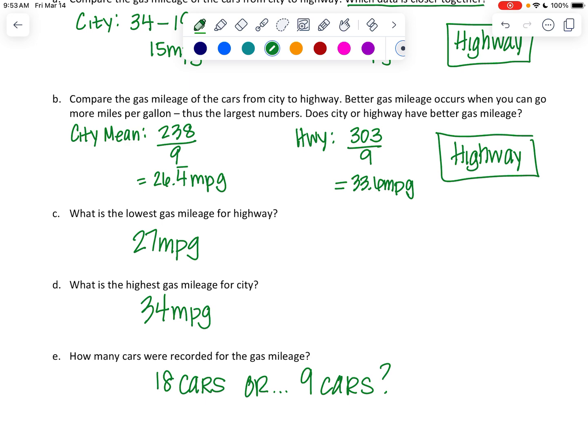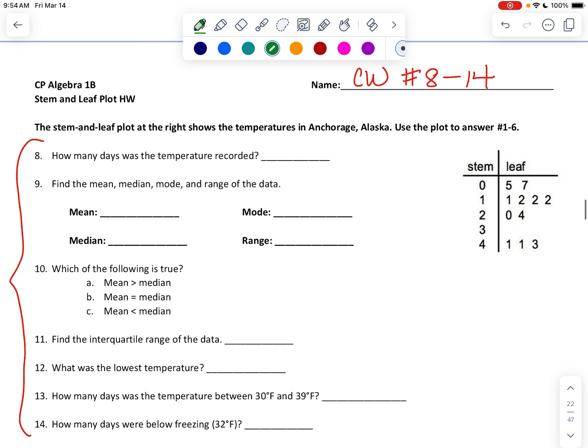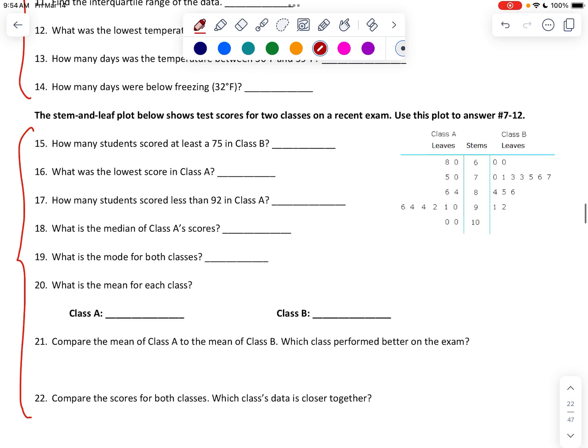Okay. So what I would like for you to do on the first day of this is 8 to 14. It should start at 1. The numbers got messed up. It's fine. But these questions right here say answers 1 to 6, but it's actually 8 to 14. So do this first part today. And then we'll do this one next class. So from 15 to 22 next class, okay?